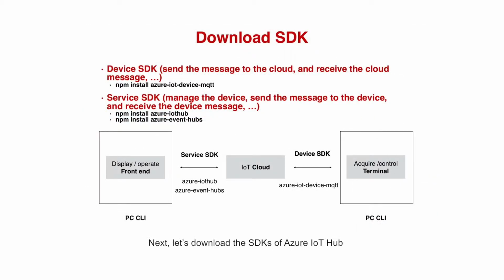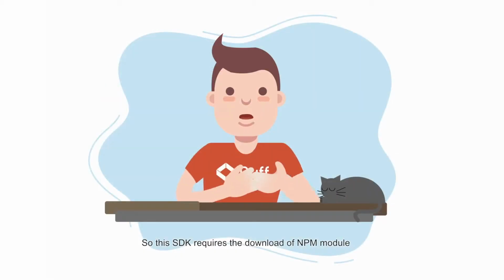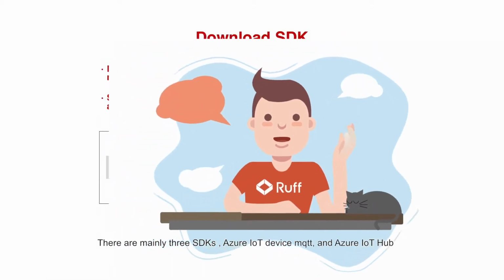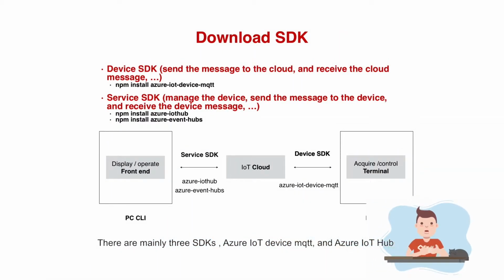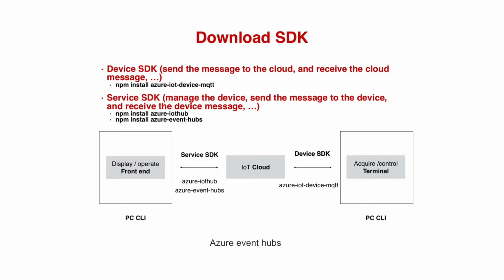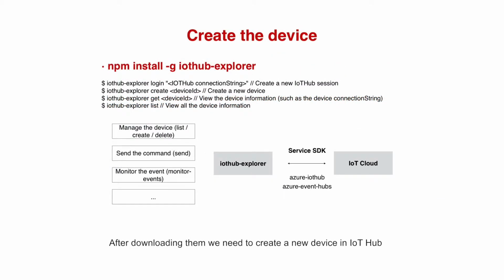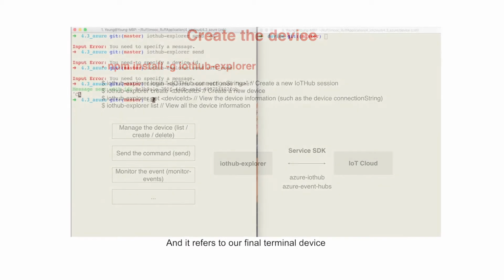Next, let's download the SDKs of Azure IoT Hub. There are two, Device SDK and Service SDK. As I said before, all our subsequent operations will be conducted under Node. So this SDK requires the download of npm modules. There are mainly three SDKs, Azure IoT Device MQTT, Azure IoT Hub, and Azure Event Hubs. After downloading them, we need to create a new device in IoT Hub. It's actually a virtual device, and it refers to our final terminal device.